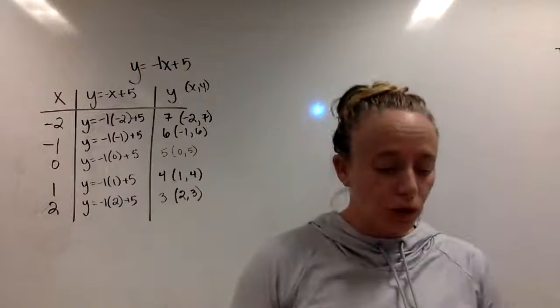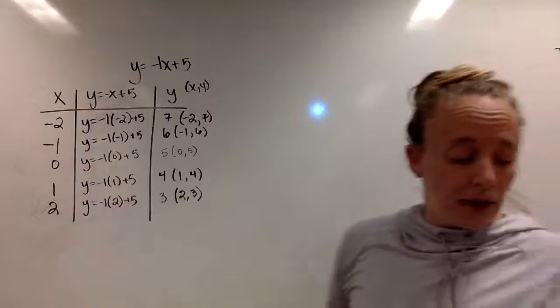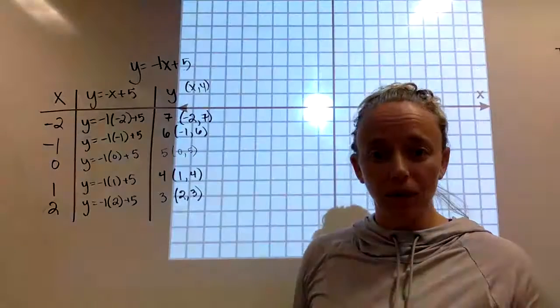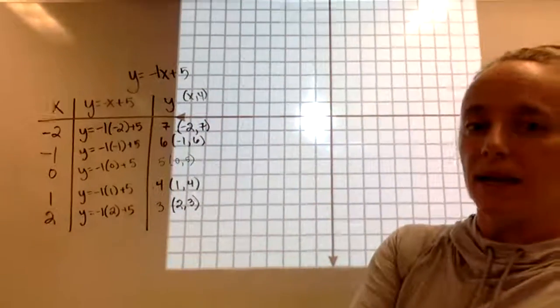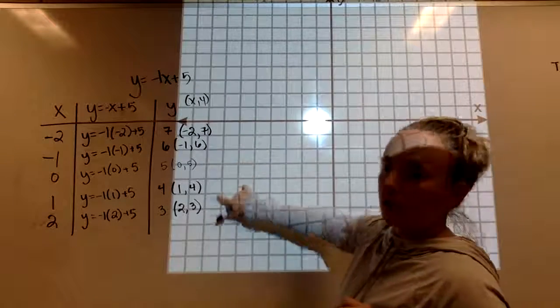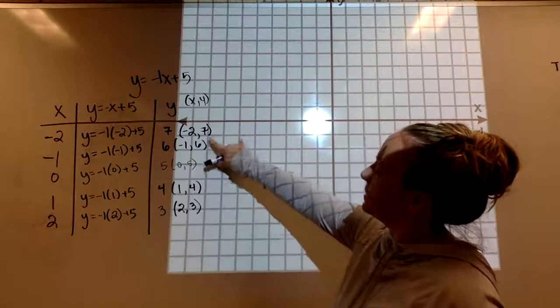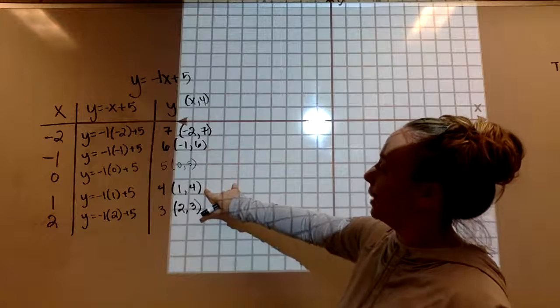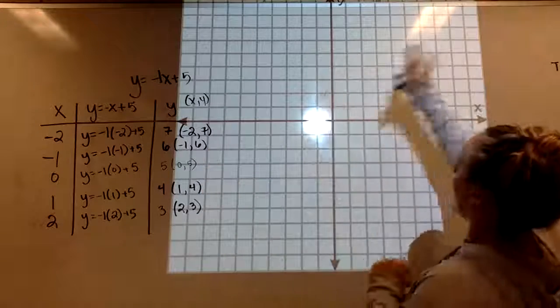Now I'm going to take those coordinate points and I'm going to graph them. Here we go. Here's my trusty handy dandy graph paper. So I'm going to take all of these coordinate points that hopefully you can still see: -2, 7; -1, 6; 0, 5; 1, 4; and 2, 3. And I'm going to graph them on here.